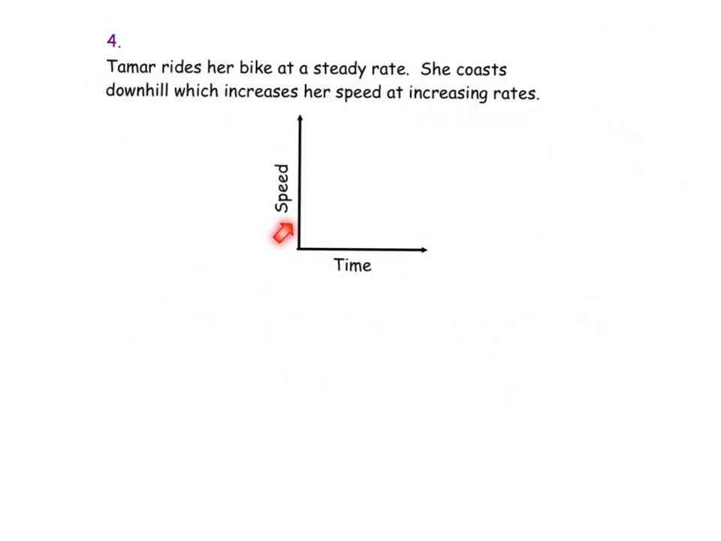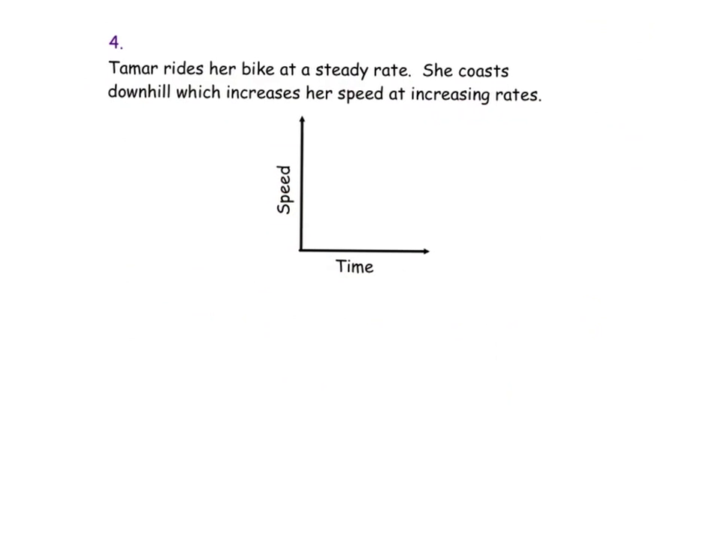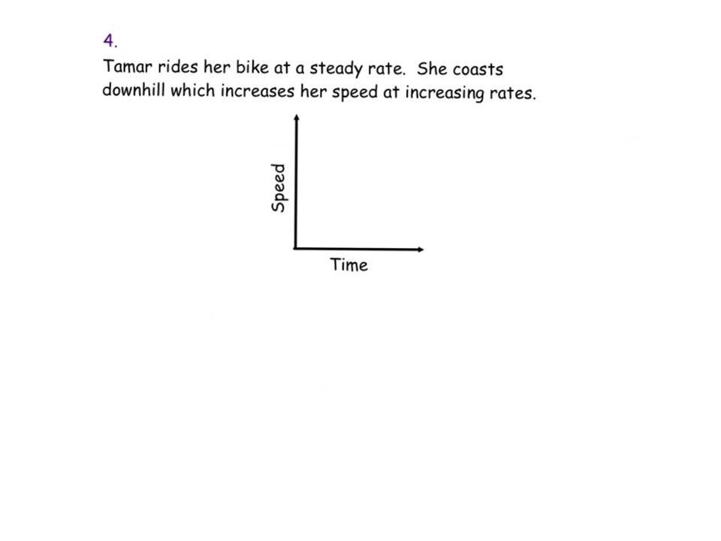Okay, so if we're talking speed, it says she's riding her bike at a constant rate. So that means that her speed is not changing. She's going at a constant rate, so the speed is not changing. So let's say she's going 10 miles per hour. And then she starts going downhill. So her speed increases, but it doesn't increase at a steady rate, it increases at an increasing rate. So the picture might look something like this.